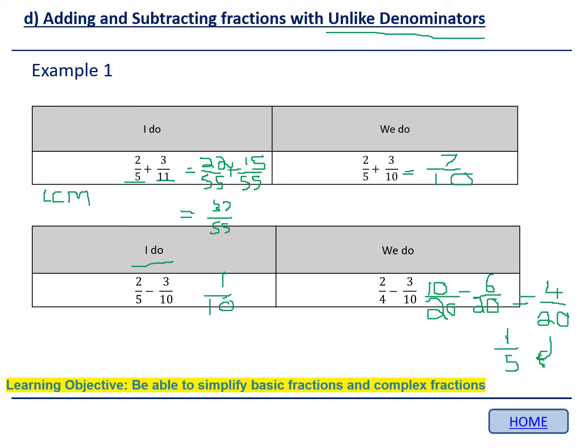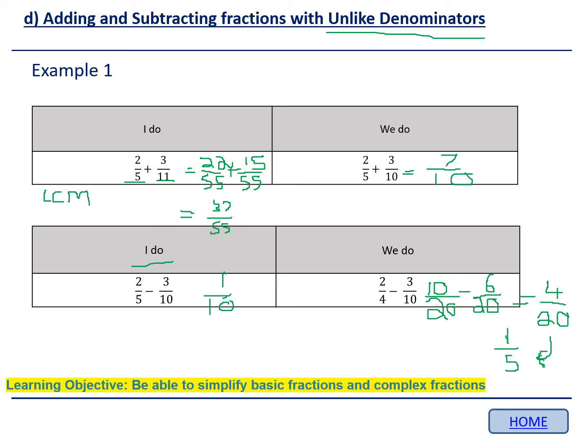So we had to find the lowest common multiple. So we looked at 4 and 10. So we list 4, 8, 12, 16, 20. 10 also goes into 20. So then we go, well, how many times is 4 to 20? It's 5. So we times 2 by 5. That gives us 10 over 20.